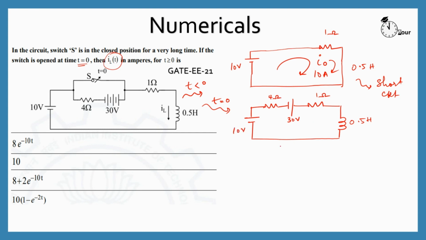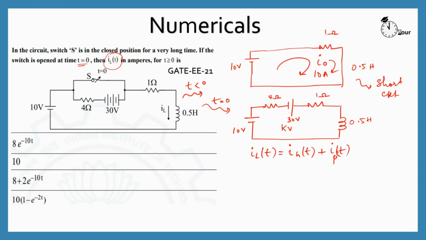Now the current IL of t is going to be exponentially rising. Why? Because an extra source has come into the picture, so there's going to be more current flow into this inductor. So there is going to be a homogeneous solution to this current and a forced response. I'll call it IP of t, the particular solution. Now, what is the particular solution? That is going to be computed.